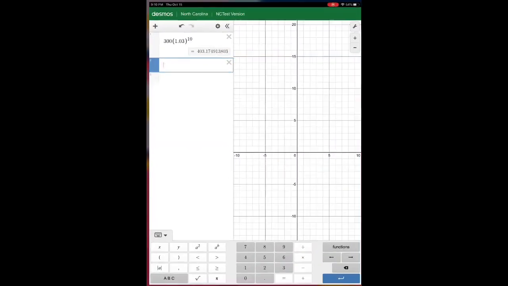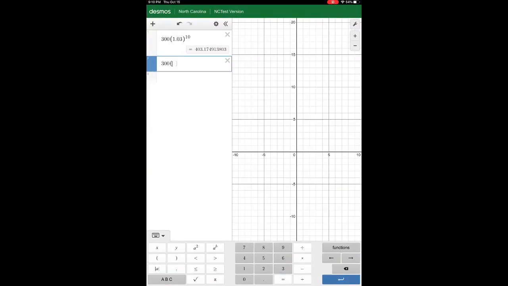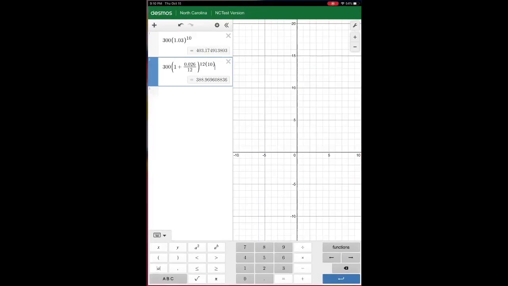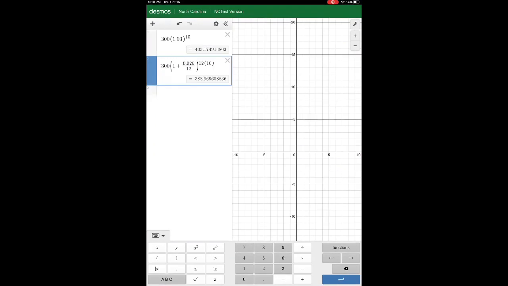Now, we also have our National Bank. So remember, the National Bank was 300 times 1 plus, and I'm going to hit that division sign to go ahead and put the fraction in. This is 0.026 divided by 12. And we're going to raise that to 12X. And my time is 10 years. National Bank is actually going to be a better option because we actually gained more money over that 10-year time frame.